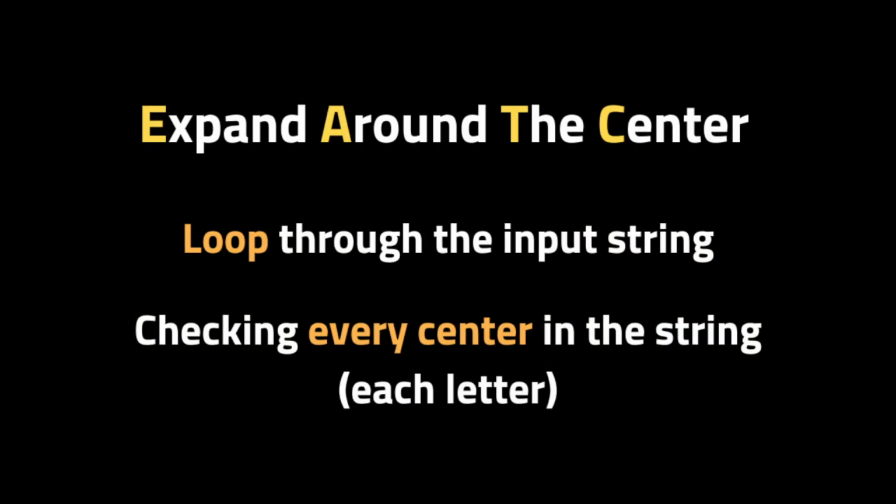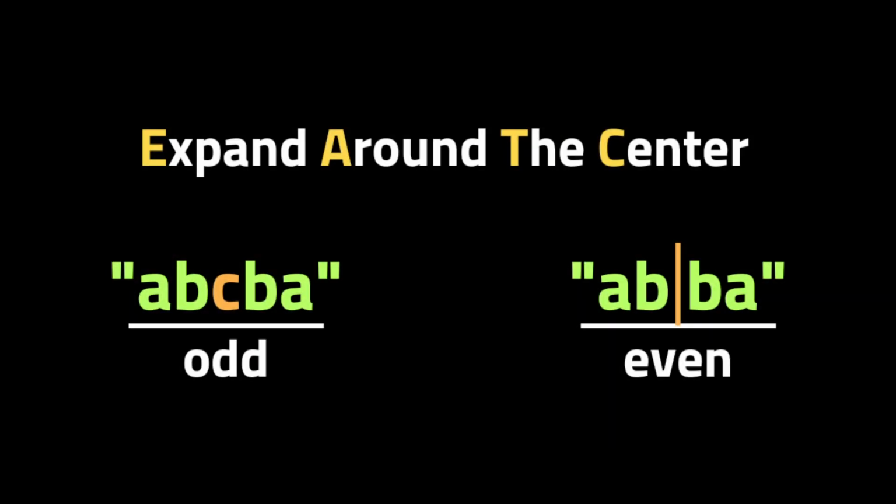So the algorithm that I'm going to implement to solve this problem is that we're going to loop through the input string, and each time we're going to consider each letter as the center, and then expand around the current center and check if it's a palindrome. The reason why this solution is better than the brute force solution is because we're looping over the input string and checking every center in the string, meaning each letter. Whereas in the brute force approach, we were checking every substring to see if it was a palindrome. So as I explained before, the center of an odd-length substring is a letter, and for an even-length substring it is between two letters.